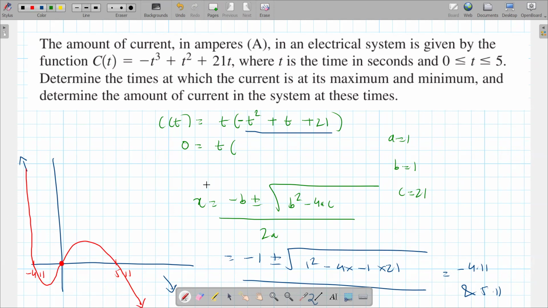We need to find the minimum and the maximum between 0 and 5. So we're looking at this chunk right here. Not even 5.11, but 0 to 5. Do we know the maximum? Or is there a way we can find the maximum?